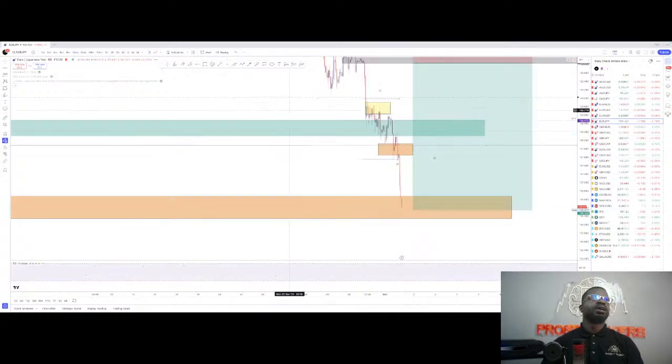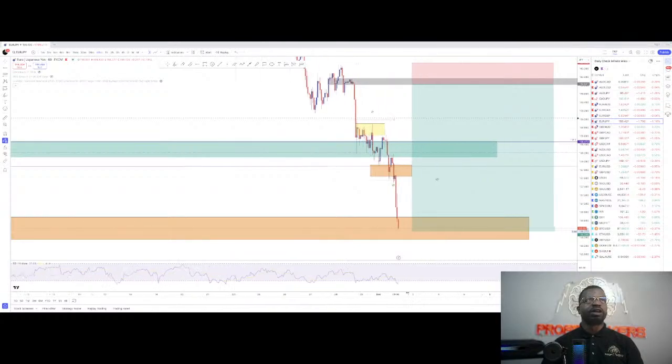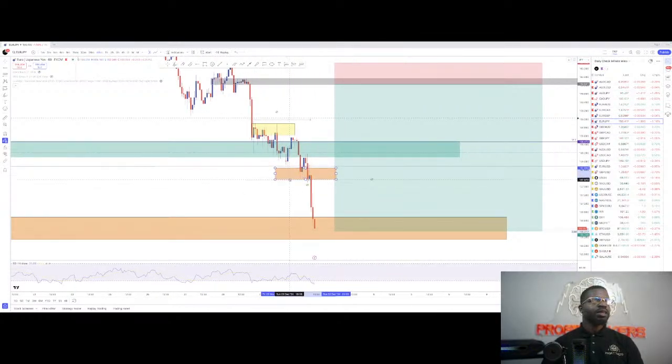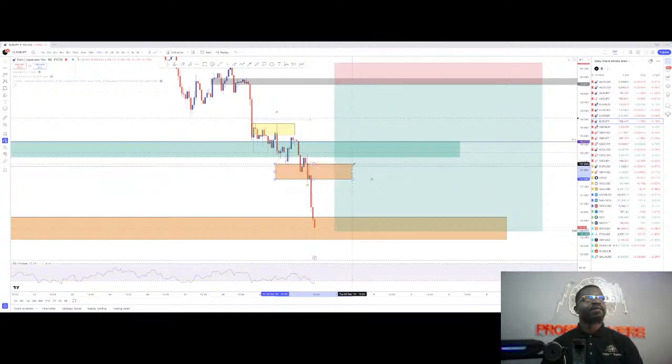I am going to add another entry right here on Euro JPY when this thing pulls back. Like always, I'm going to post the results on my page so you guys can see the profits. All right, cool.